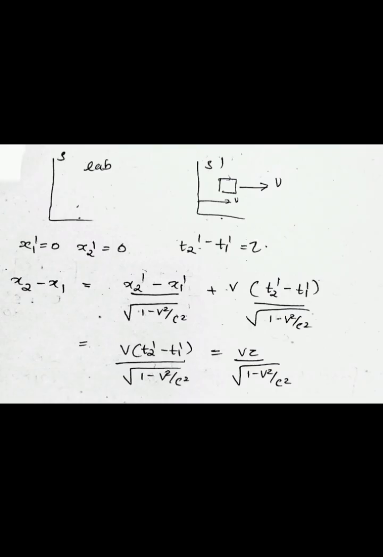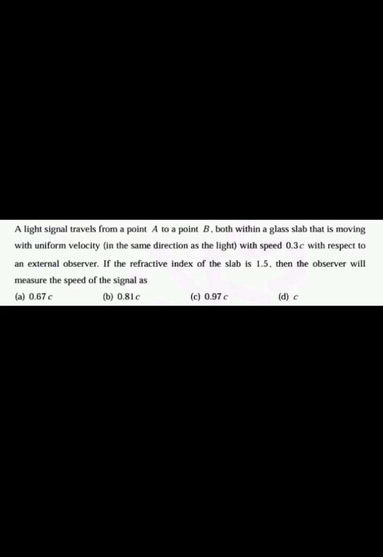So x2 minus x1 is equal to x2 dash minus x1 dash divided by square root of 1 minus v square by c square, plus v into t2 dash minus t1 dash divided by square root of 1 minus v square by c square. As x2 dash minus x1 dash is equal to 0, we can write it as x2 minus x1 is equal to v into t2 dash minus t1 dash divided by square root of 1 minus v square by c square. And we know that t2 dash minus t1 dash is equal to tau. So this is equal to v tau divided by square root of 1 minus v square by c square. So this is the answer.